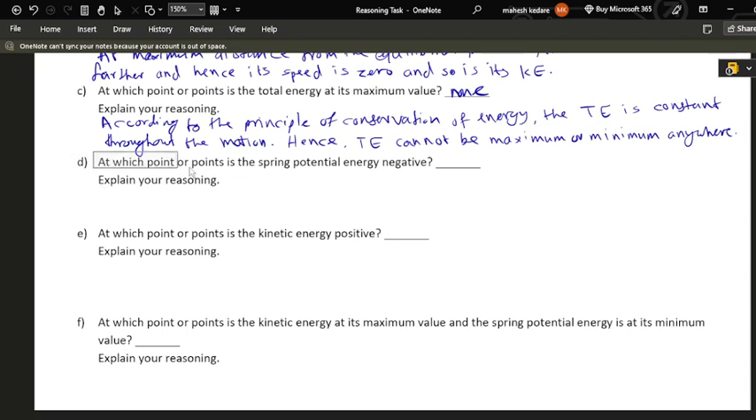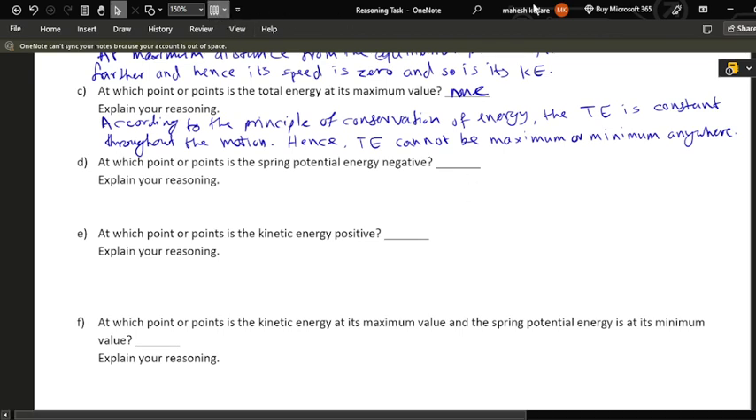Question D. At which point or points is the spring potential energy negative? The spring potential energy could be negative. It depends upon what value for the spring potential energy you choose at a reference point. We choose potential energy to be zero at the mean position, and it is minimum at the mean position. Potential energy is minimum at the mean position or the equilibrium position, and it increases as an object moves away from the mean position on both sides of the equilibrium position. Mean position is the same as equilibrium.